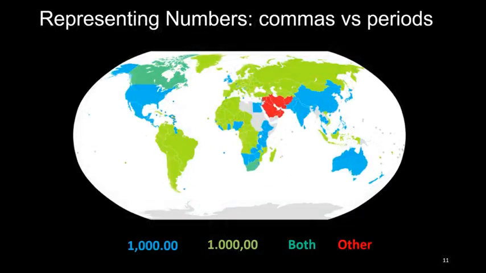To confuse matters even more, there is variation regarding how thousands and decimals are represented in written numbers. The blue countries separate thousands with a comma and separate whole numbers from decimals with a period. The green countries reverse this, separating thousands with a period and decimals with a comma. The red countries use different systems altogether.